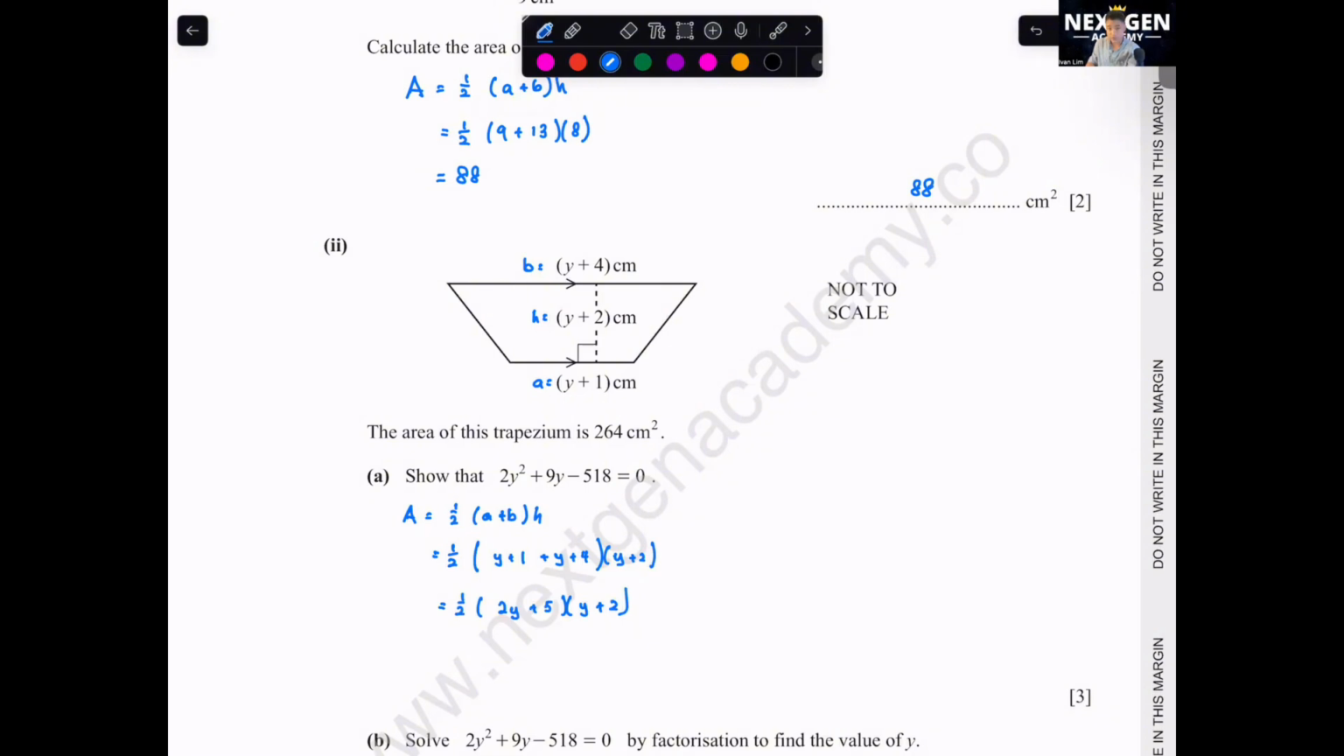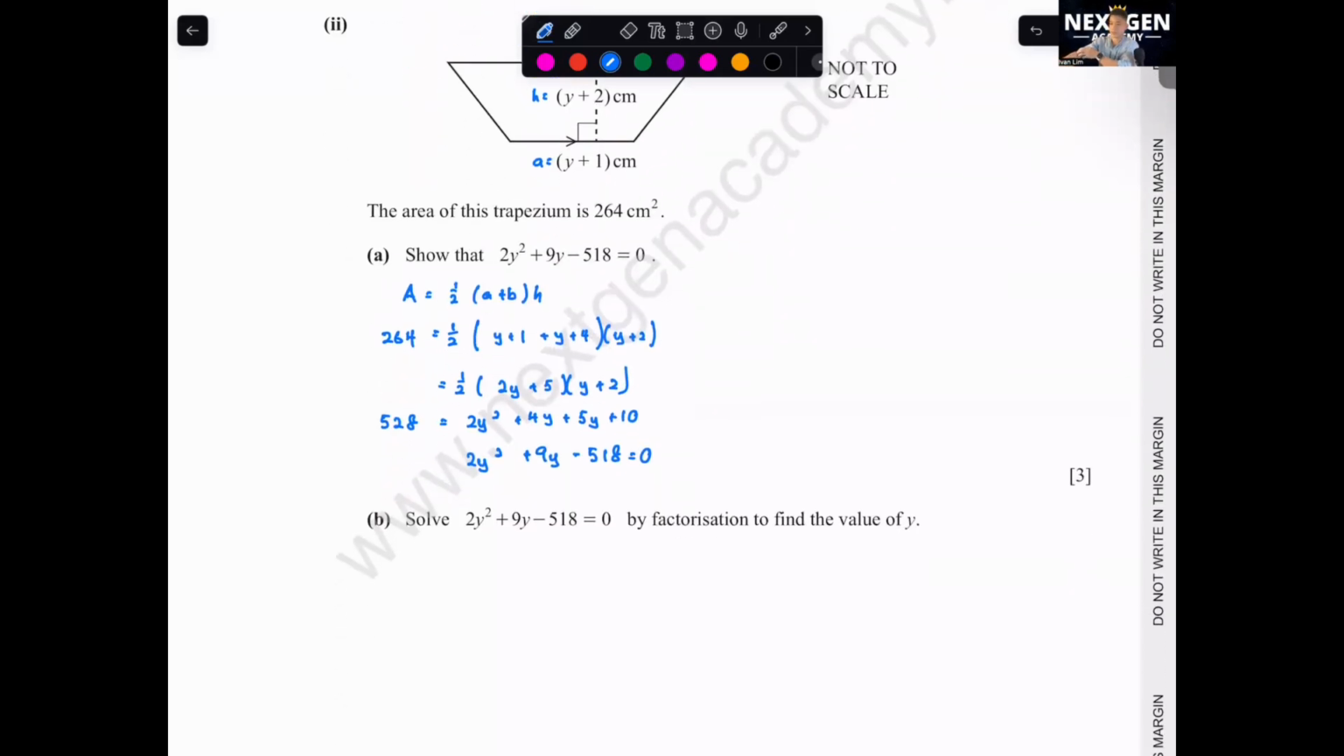Okay, this is the expression. They say the area of this equals 264, so we can put the 264 over here also. At the start, we can multiply it by 2. 264 multiplied by 2 will be equal to 528. And then let's open up the bracket. So here will be 2y squared plus 4y plus 5y plus 10. We shift everything to the right-hand side. It will become 2y squared plus 9y, 10 minus 528 will be minus 518, equals 0. This is just the expression.